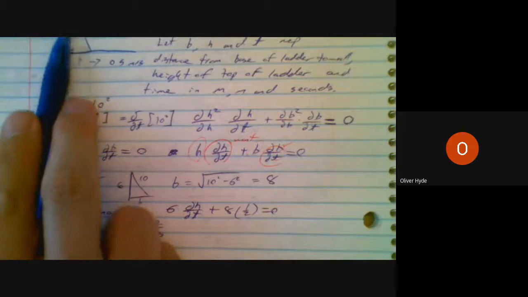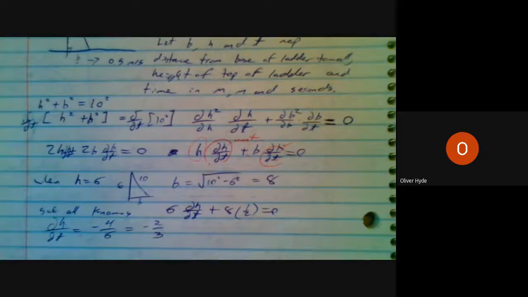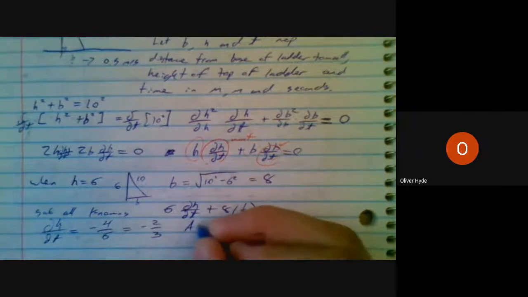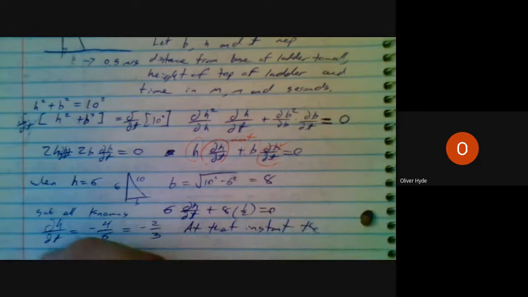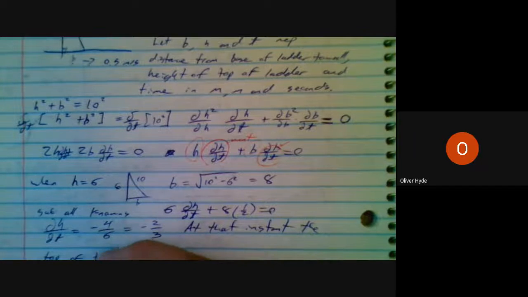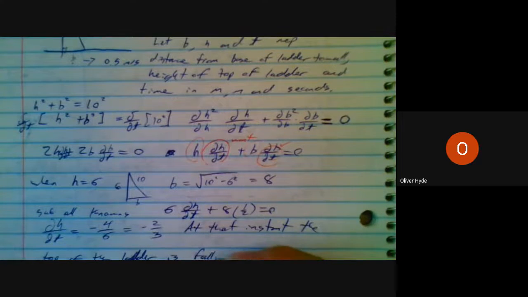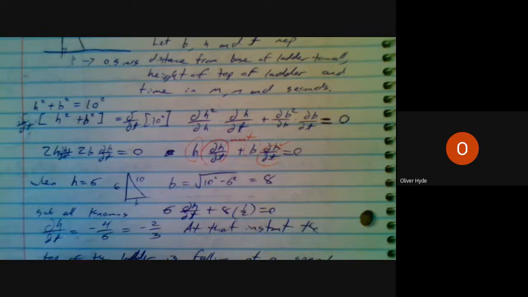I was expecting this ladder's height to be decreasing as time increases. It's usually easier to forget to interpret the sign when you end up with a positive rate. Think about interpreting the sign of all rates when you come to your conclusion. Let's say at that instant, the top of the ladder is falling at a speed of 2/3 of a meter per second.